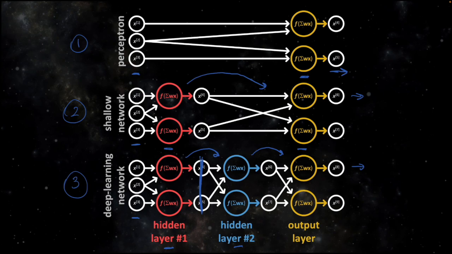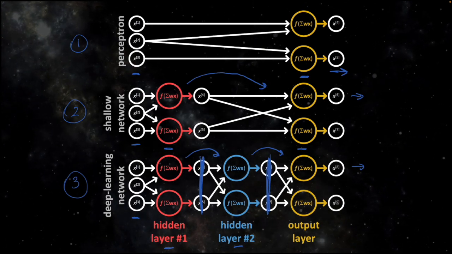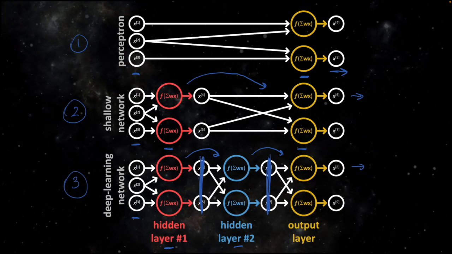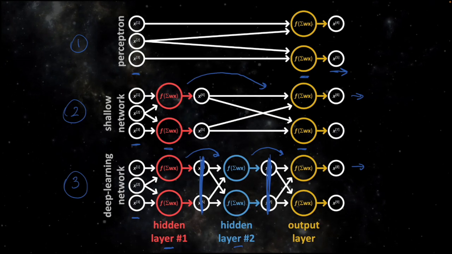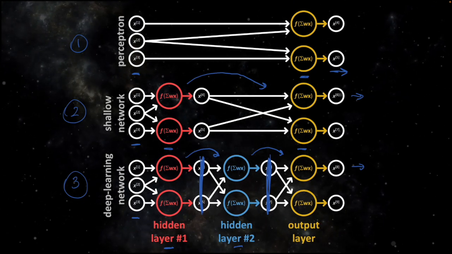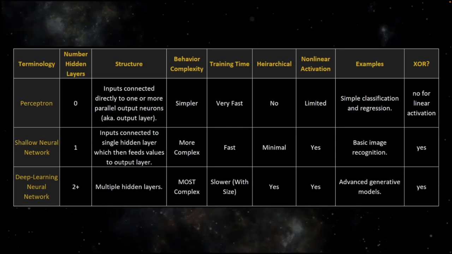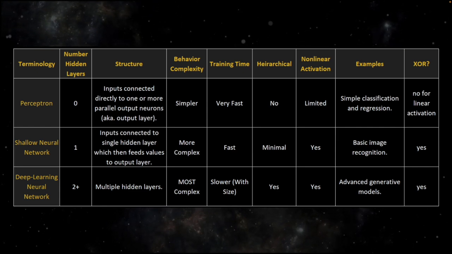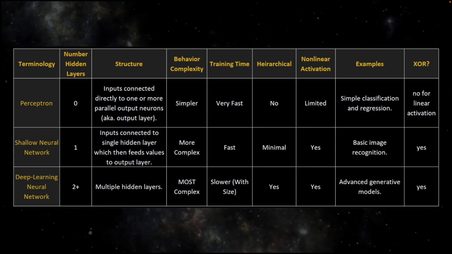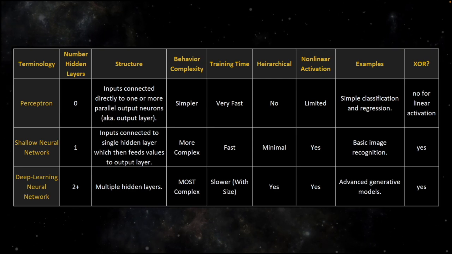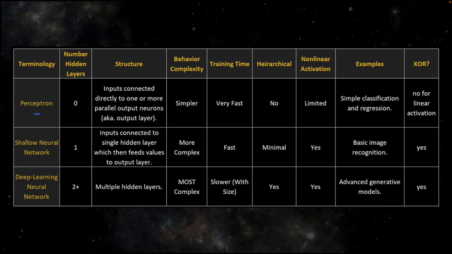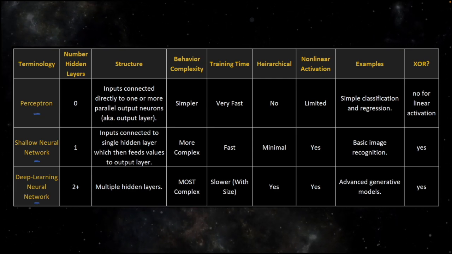Now, we could inject additional hidden layers either here or here, between layers 1 and 2, or between 2 and the output layer, to make our deep learning neural network even quote-unquote deeper. Next, we have a table which compares and contrasts some of the characteristics of these 3 neural network architectures, right? We have the 3 in question, the perceptron, the shallow neural network, and the deep learning neural network.